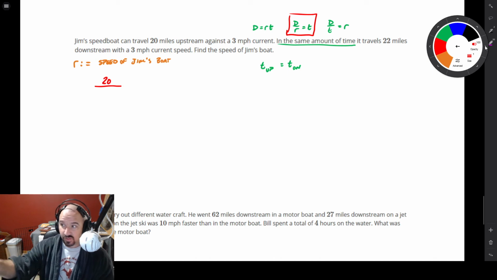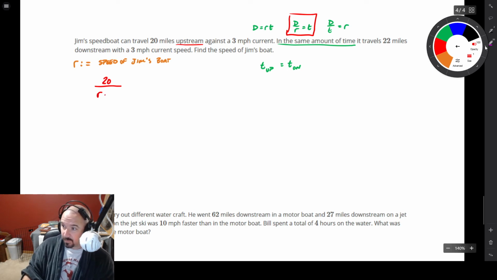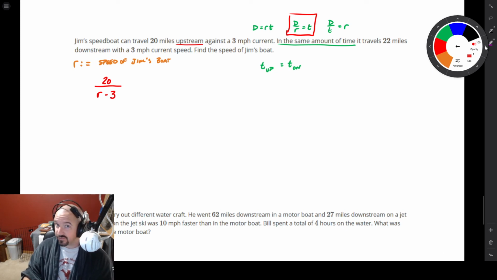So the current is either going to help him, which means it's going to add, or it's going to hurt him, which means it's going to subtract. Now, the order of the subtraction is important because the speedboat traveling upstream against the current means that the current's going to fight him. So it's R minus 3. How fast his boat is going, and then the current is going to fight him 3 miles an hour.